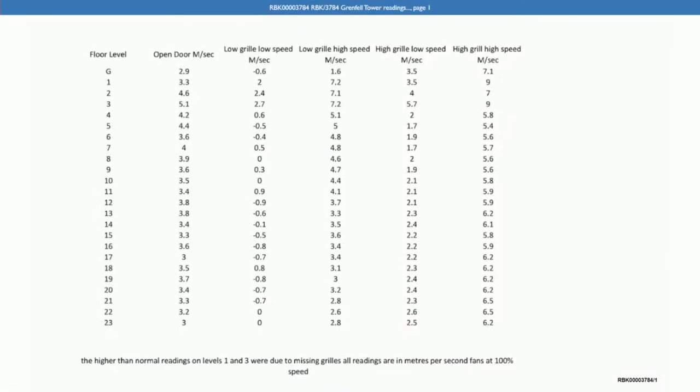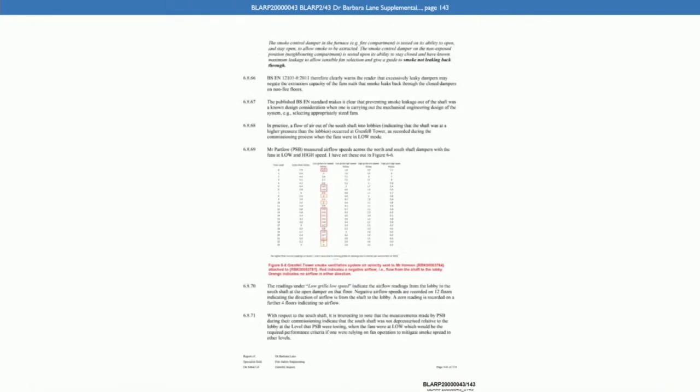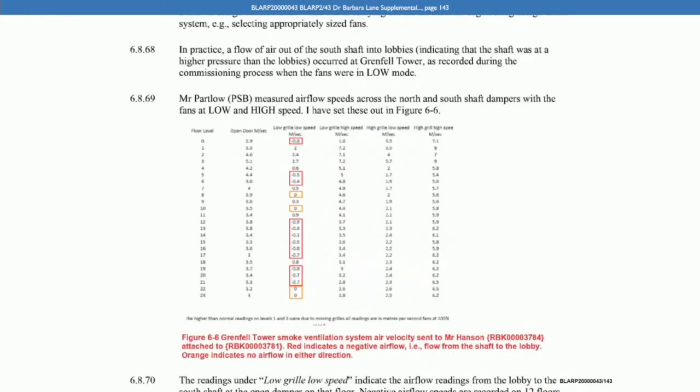Let's look at the table of airflow speeds that were taken by Mr. Partlow and sent to Mr. Hanson of Building Control as part of the commissioning of the Grenfell system. This is RBK 403784. Sorry, actually, that's the original version of them. Let's look at Dr. Lane's annotations on this. It's at page 143 of Dr. Lane's supplemental report, BLARP 25043. Yes, so there's that table in the middle of the page.